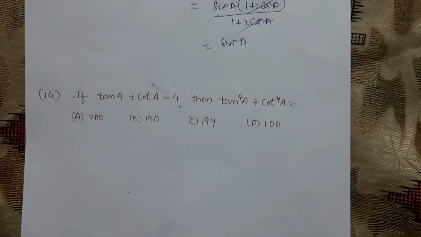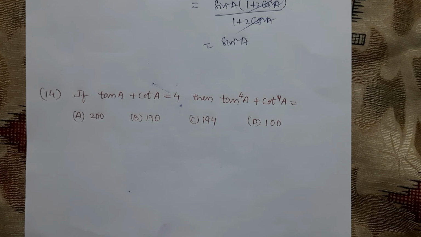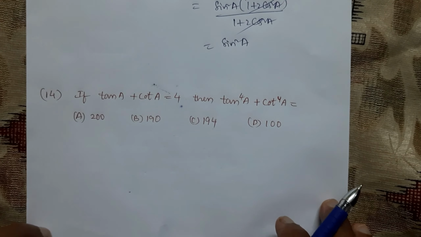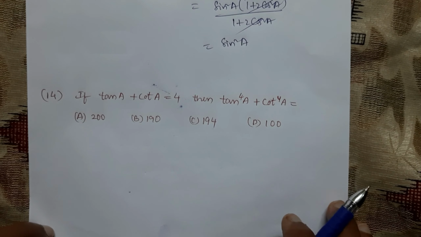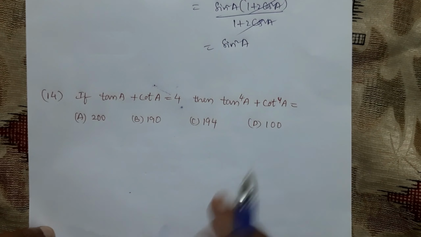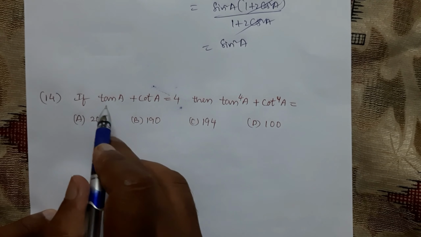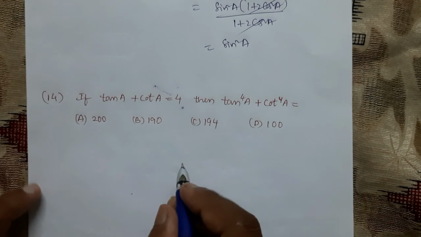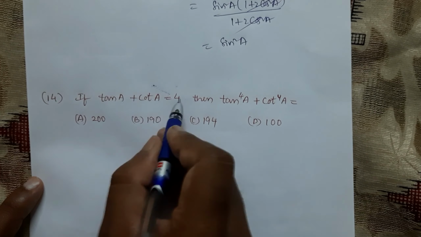Next, question number 14. tan a plus cot a is equal to 4, then what is tan power 4a plus cot power 4a? You may think after seeing this question that you don't know the formula for tan power 4a plus cot power 4a, so what to do now? But by using this condition we can find it. If you apply power 4 on both sides we won't get it, but slowly we need to apply squaring on both sides.